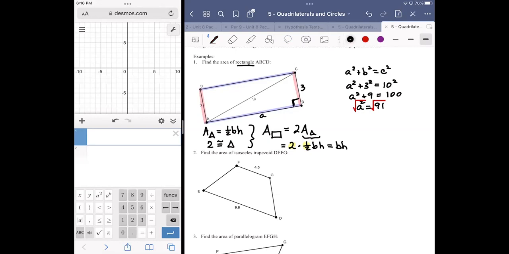So anyway, take the square root of both sides to get the a alone, and you get a is equal to the square root of 91. All right. So it's a squared plus 3 squared is equal to 10 squared. So a squared plus 9 is equal to 100. Knock the 9 off of both sides, and I gave you 91.